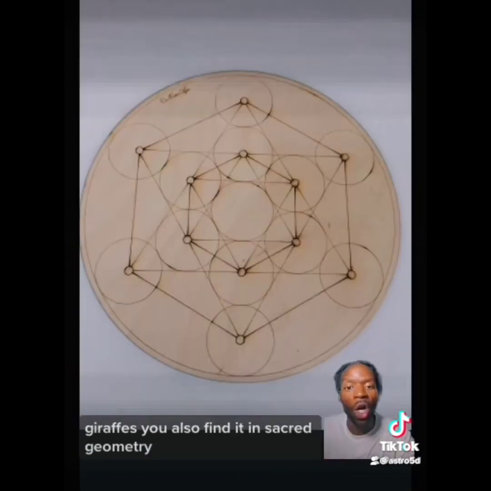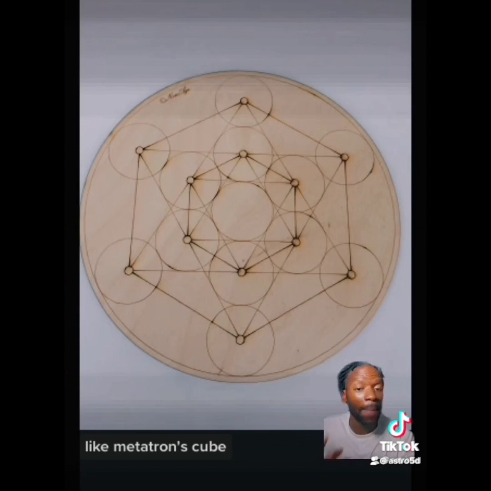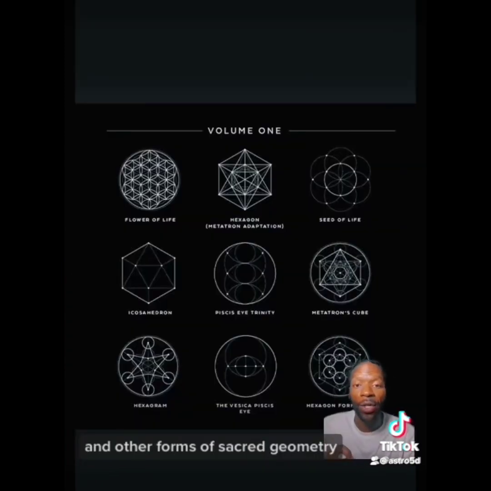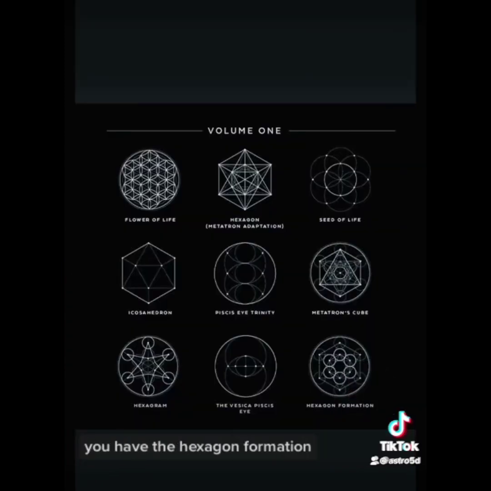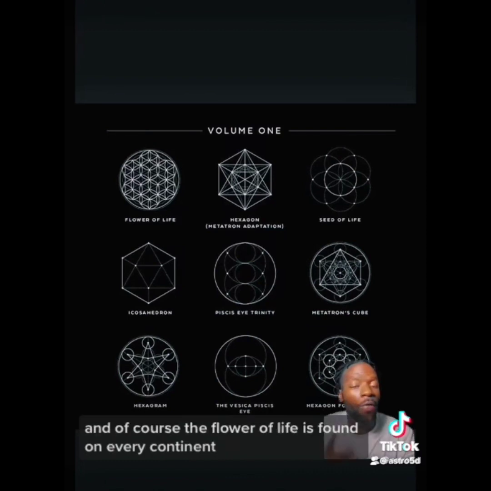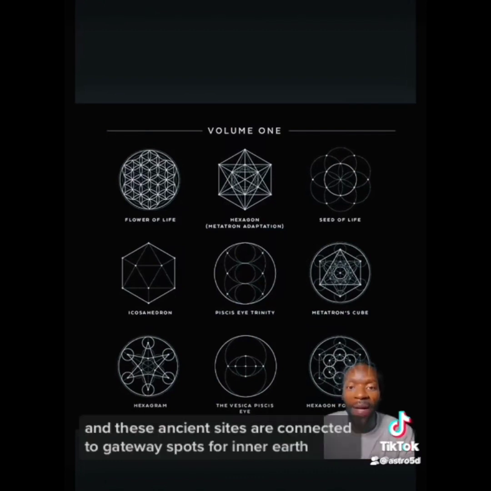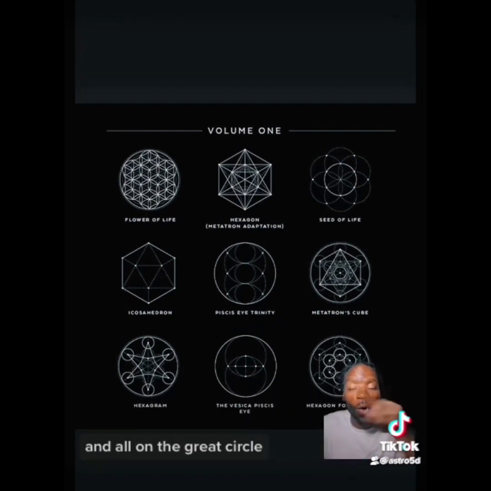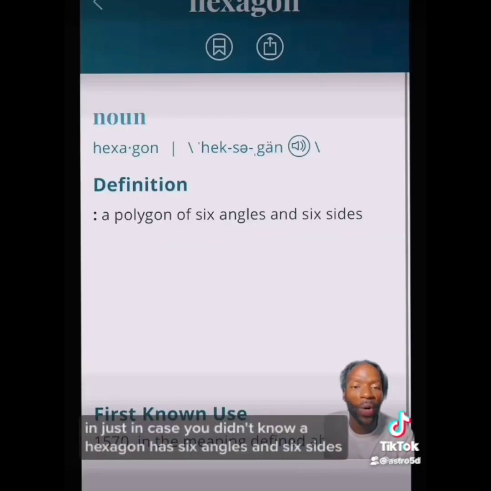You'll also find it in sacred geometry like Metatron's cube and other forms of sacred geometry shapes. Bottom right, you have the hexagon formation. And of course, the flower of life is found on every continent in the most ancient sites. And these ancient sites are connected to gateway spots for inner earth and all on the Great Circle, like I mentioned in another lecture. And just in case you didn't know, a hexagon has 6 angles and 6 sides.